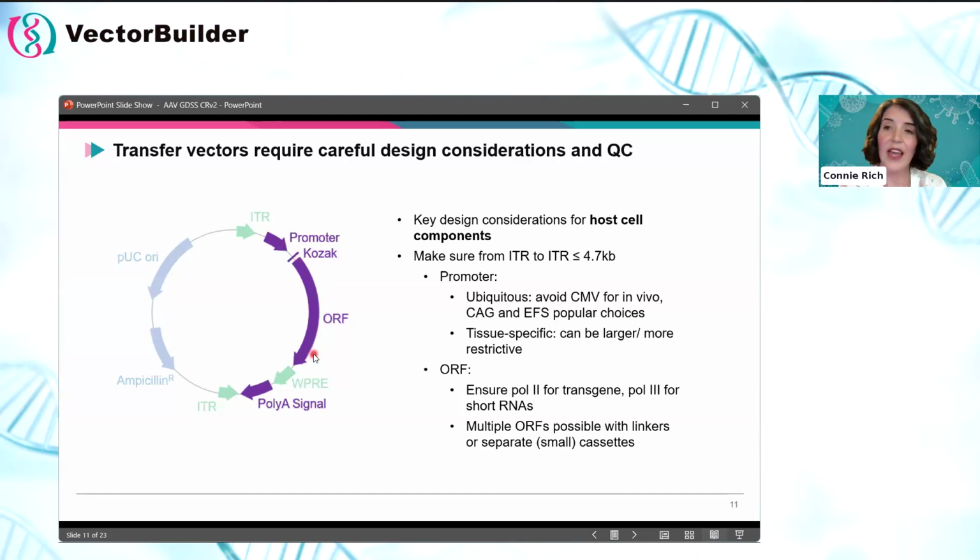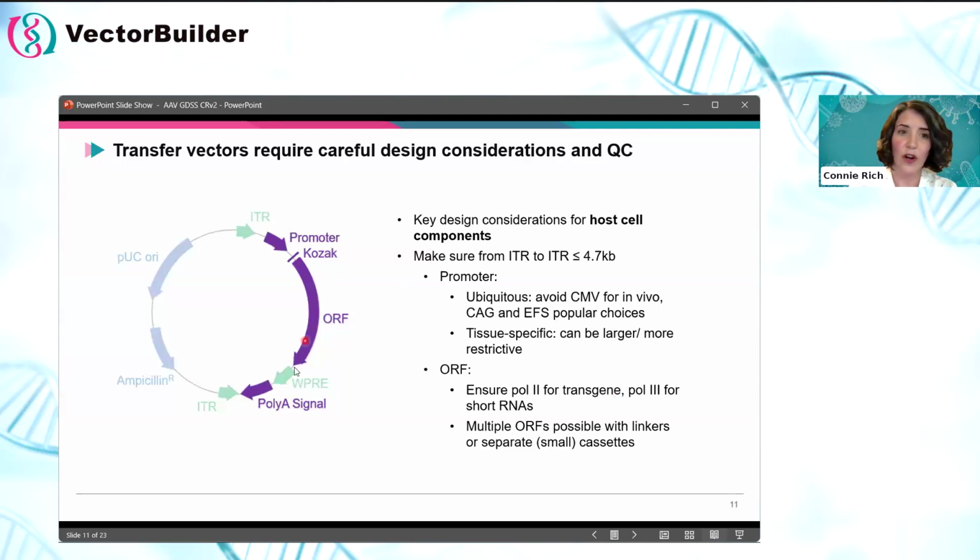Now the promoter is going to be driving expression of your ORF. And the first thing you want to do is make sure that the promoter is matching the ORF. So if you are expressing a transgene, you want to make sure that you're using a Pol II promoter, for instance, CAG or EFS, or for instance, that tissue-specific promoter. Whereas if you're driving expression of a short RNA, for instance, for a knockdown experiment or for CRISPR, then you're going to want to be sure that you are using a Pol III promoter like U6.